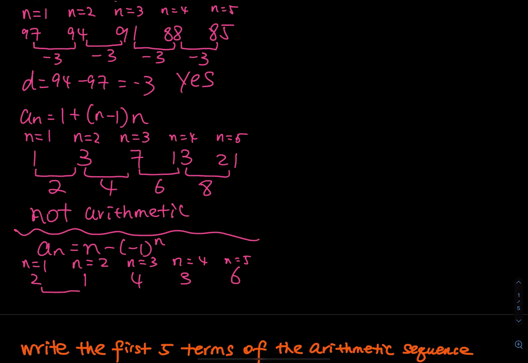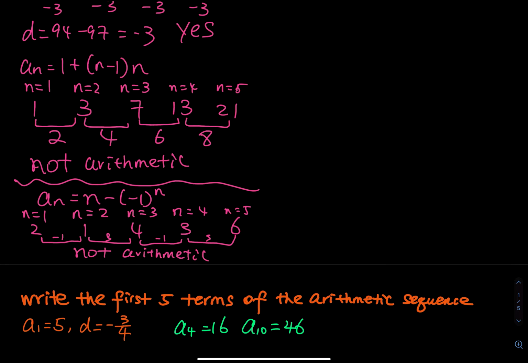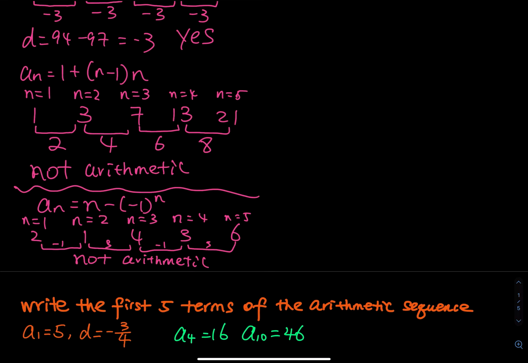So how about the differences? This is a negative 1. Nope. This is a 3. This is a minus 1. This is a 3. No, this is not arithmetic. Okay, that is for another type of example. I will do the last one right over here.